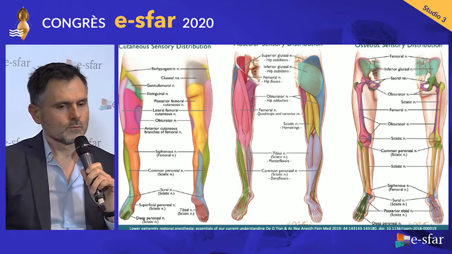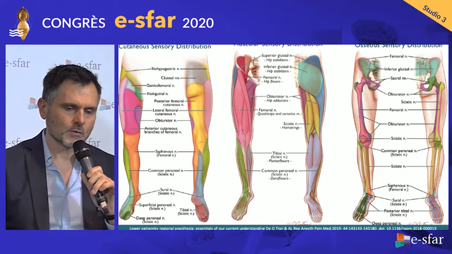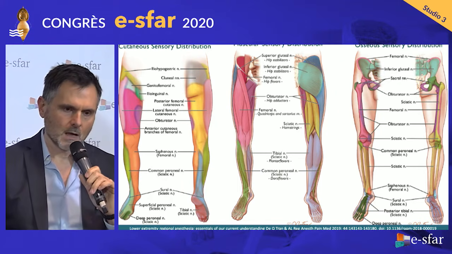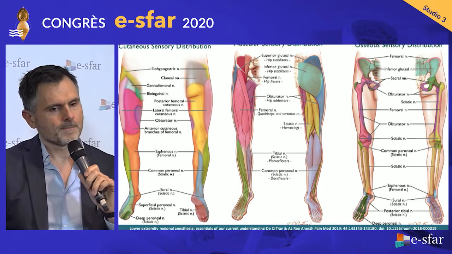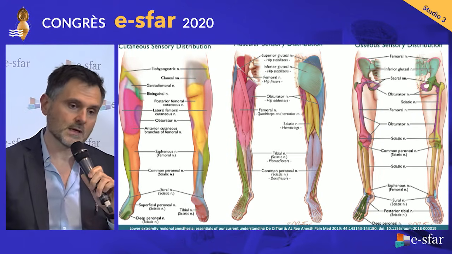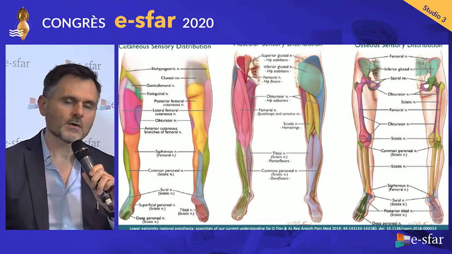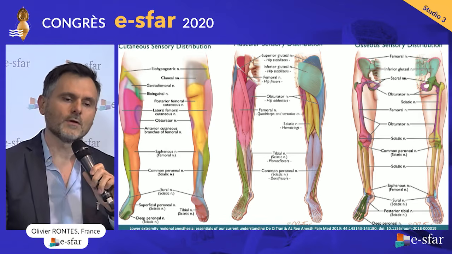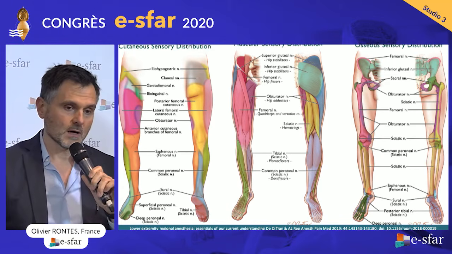Now, to know what we can expect from these nerve blocks, we must focus on the innervation. We can see, first of all, the femoral nerve in pink and orange color. The first part, on the left of this slide, is the cutaneous innervation. We can see that the femoral nerve innervates the anterior side of the thigh, the anterior and medial side of the knee, and the medial side of the leg down to the internal malleolus.